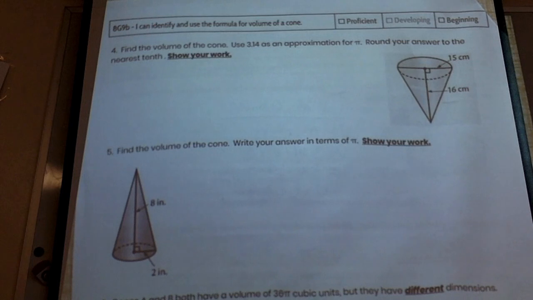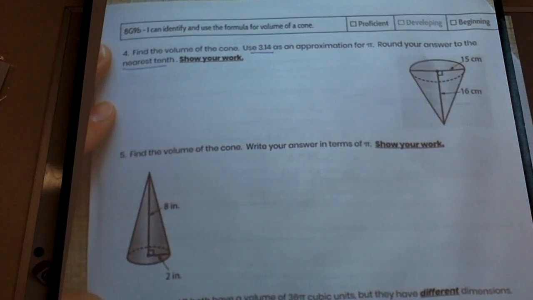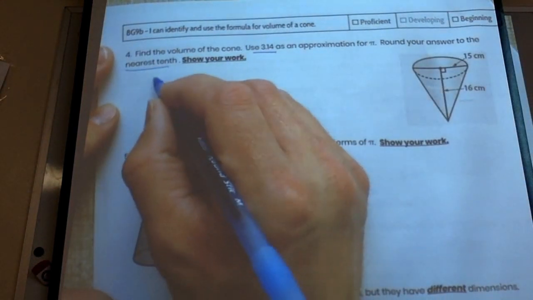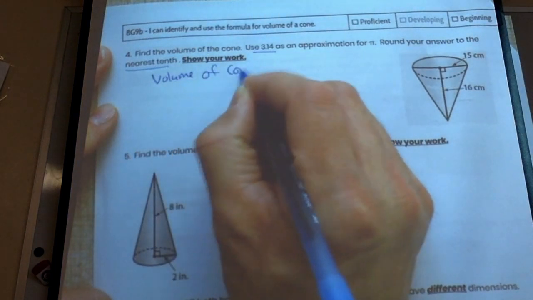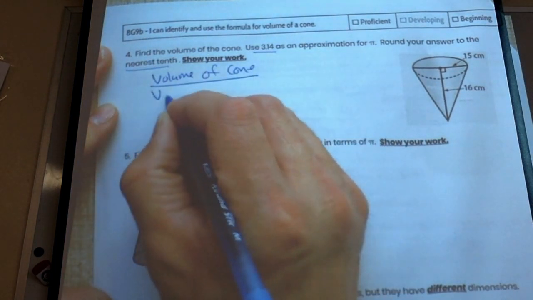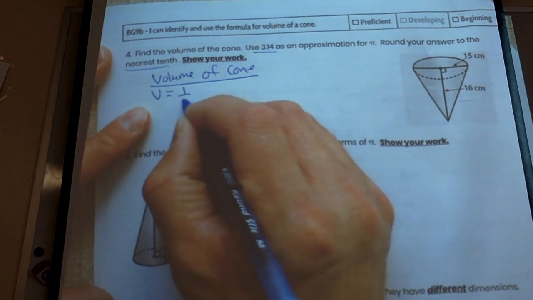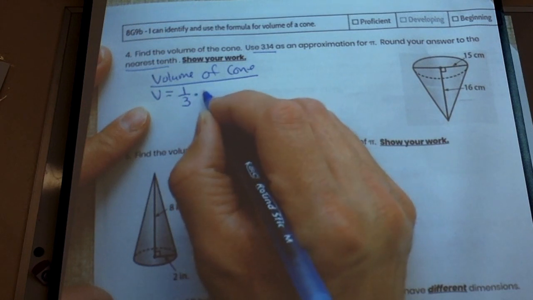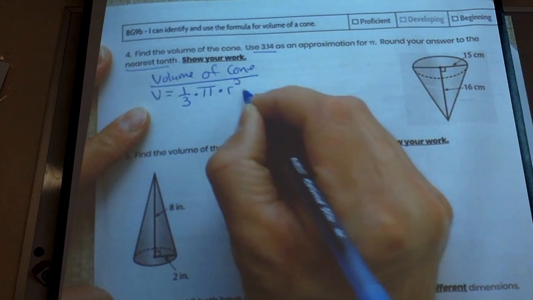So in cones, it says find the volume of a cone. We're going to use 3.14 as our approximate for pi, and then we have to round our answers to the nearest 10. So very similar to what we did on the first side, but for our cone, we're going to use this formula: volume of cone equals 1/3 times pi times radius squared times our height.